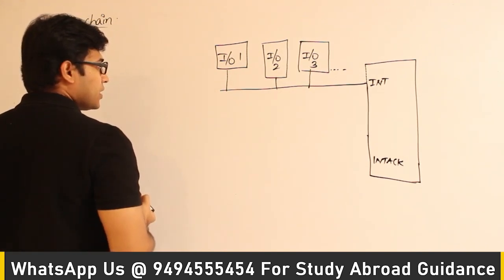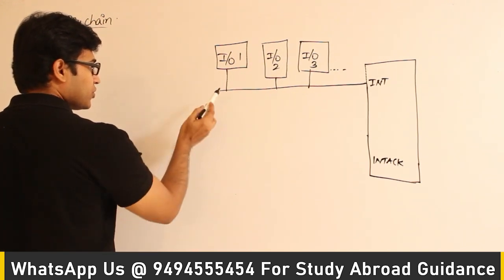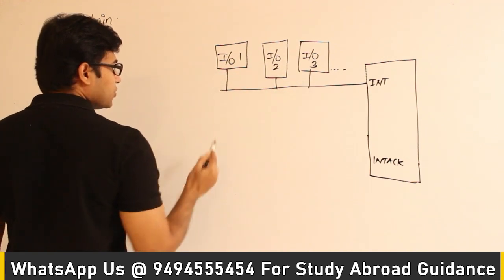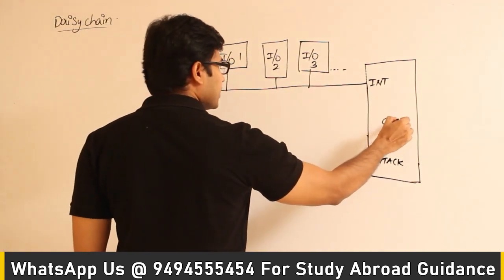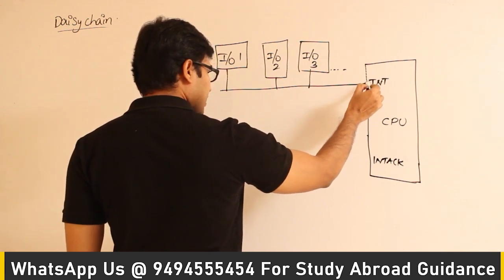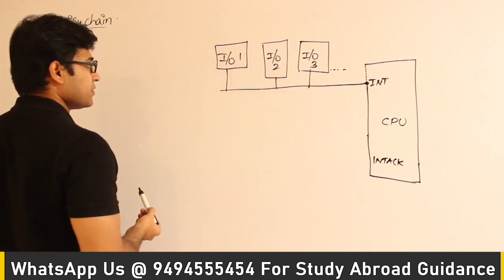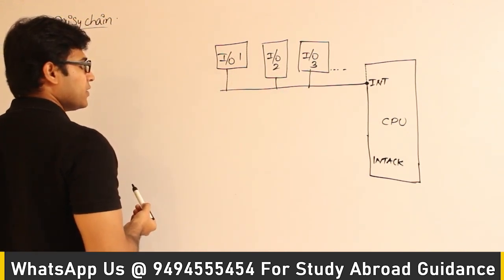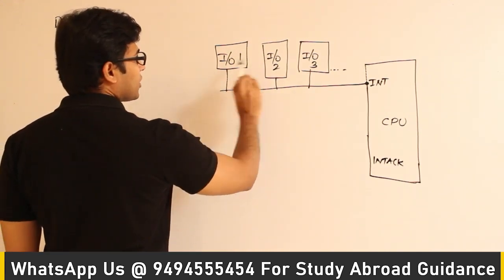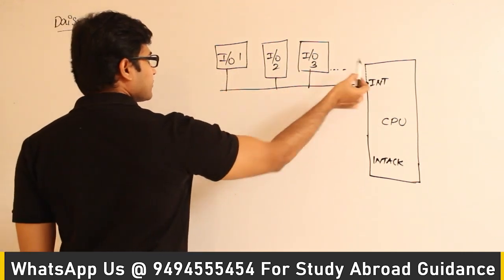Now, even if one of them raises the interrupt, they are supposed to put a signal here, and so the CPU will definitely receive an interrupt signal. So this particular point will receive an interrupt when even one of the devices raises an interrupt. Therefore, we need not have an interrupt from all the devices. Even if one of them raises an interrupt, you are going to see it there.